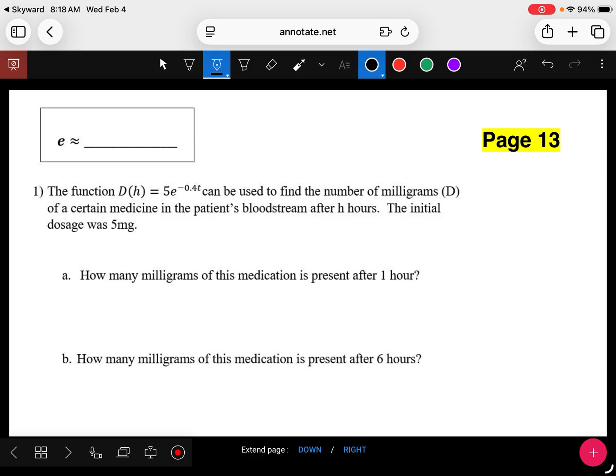Now, E is mainly used in science, in biology. It's used a lot in biology, a lot in the medical field. E is equal to 2.72. So I'm going to show you where the E key is. There is an actual E key on your calculator.